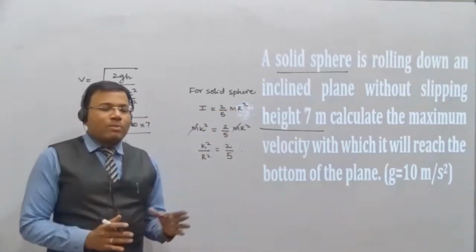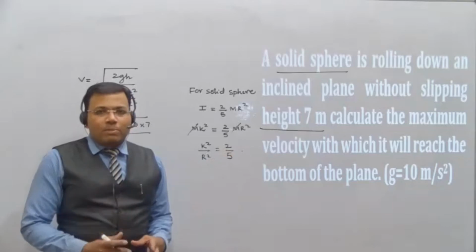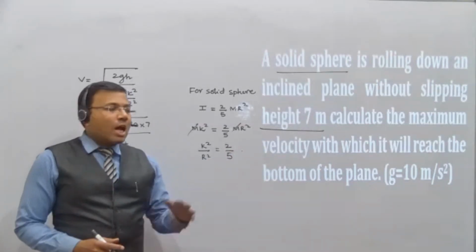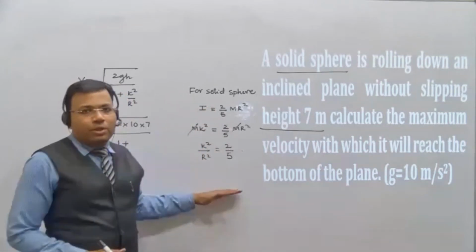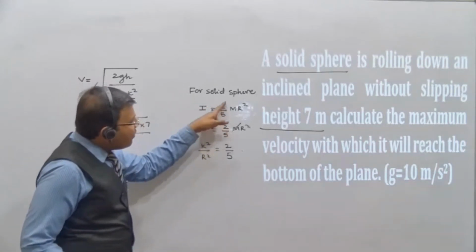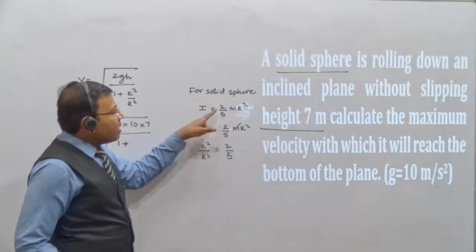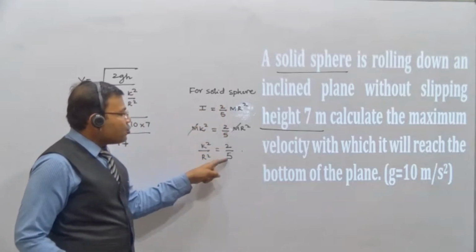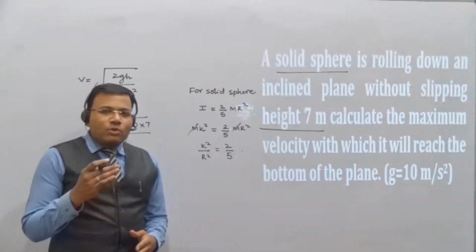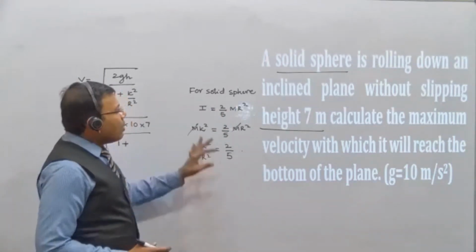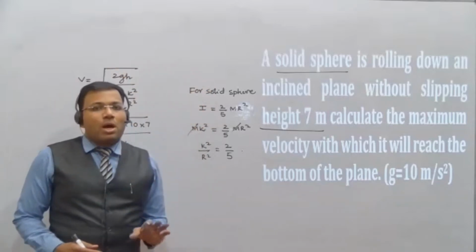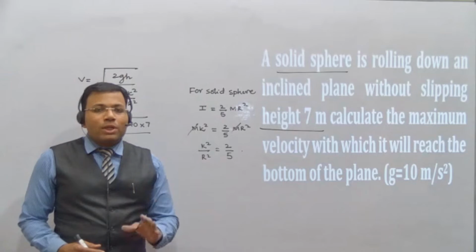I just showed you a process for how to get the value of k square by r square. But while doing problems at competitive level, you need not do all this, you have to save time. The number that appears in the moment of inertia formula, here 2 by 5, is the value of k square by r square for that particular rolling object.